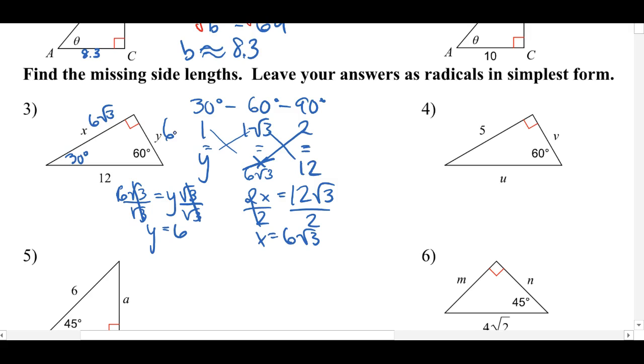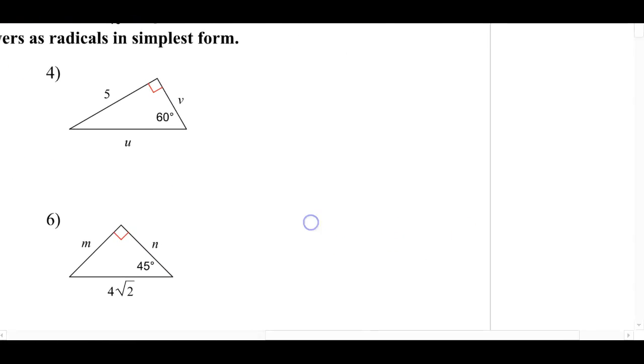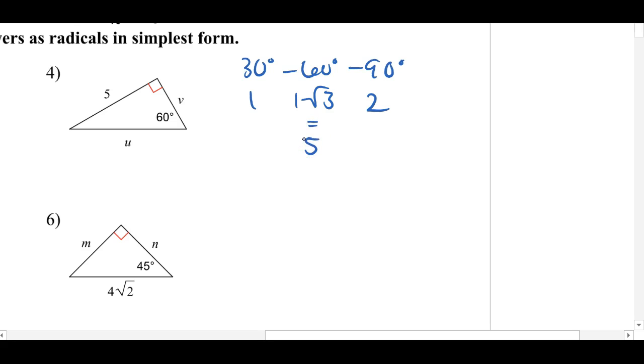You have to set up your ratio. It's going to be the same thing for number 4: set up your ratio and cross multiply. Actually, I'll go over that one because the steps are just a tad bit different. So again, set up your ratio. We have 1, rad 3. I'm going to go a little faster this time. The side opposite 60 is the one we know, so it'll be 5 there. The one opposite 30 is going to be v, and the side opposite 90 is u.